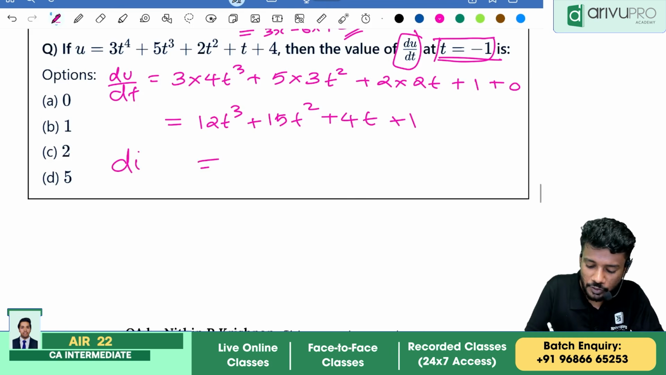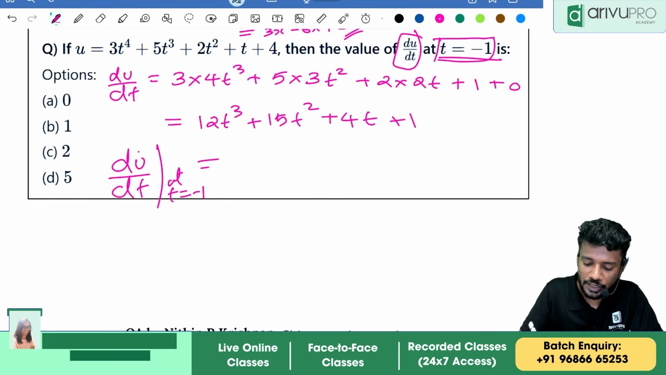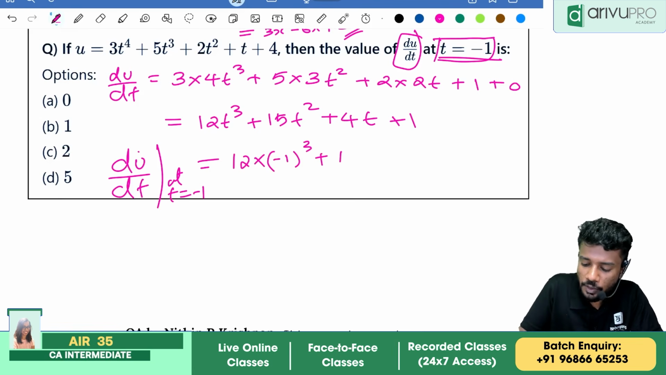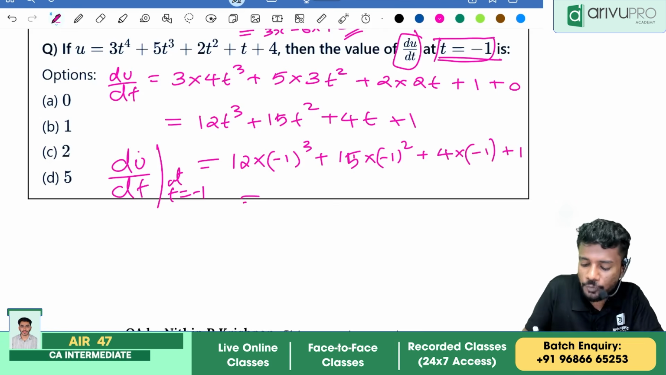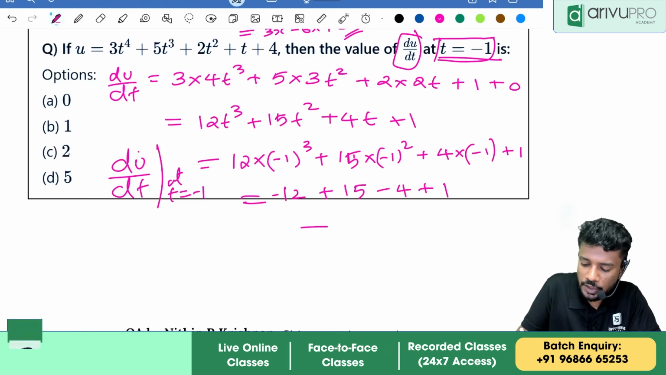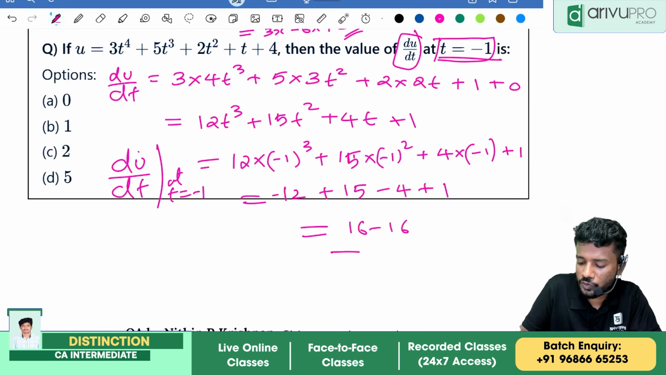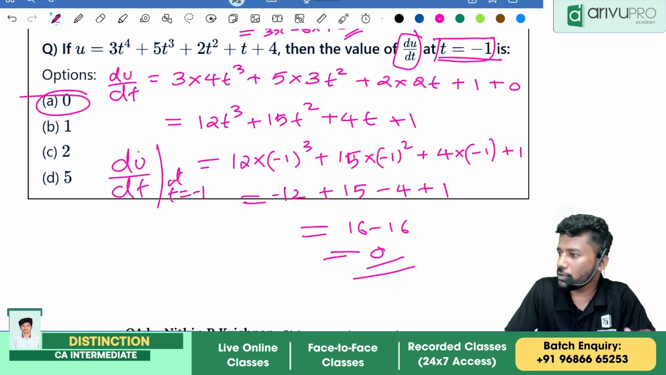Now we need to substitute in du by dt at t is equal to minus 1. So we will substitute the value t is equal to minus 1. So 12 into minus 1 the whole raised to 3 plus 15 into minus 1 the whole square plus 4 into minus 1 plus 1. How much is it now? Minus 12 plus 15, then minus 4 plus 1. Answer is 16 minus 16, which is equal to 0. Option A. Another previous year question.